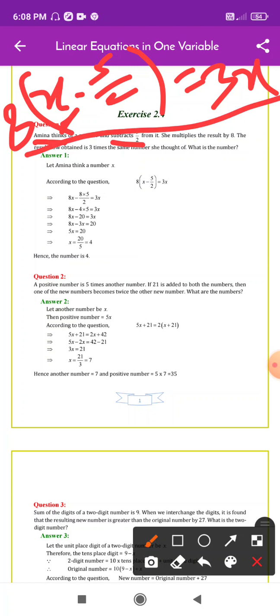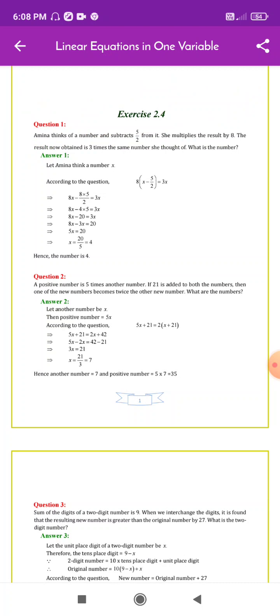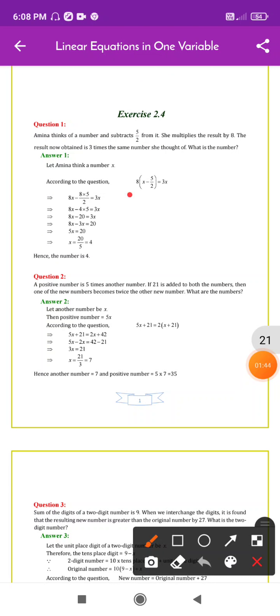Have you understood, students? From the question we make the equation. Now we have to find out the solution. So let us see how the equation is solved. See, now we have got one equation, that is 8 into x minus 5 upon 2, equals to 3x.